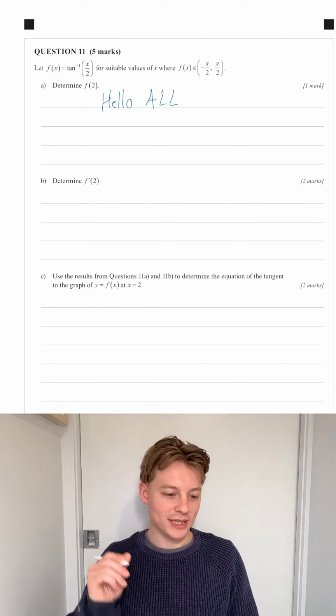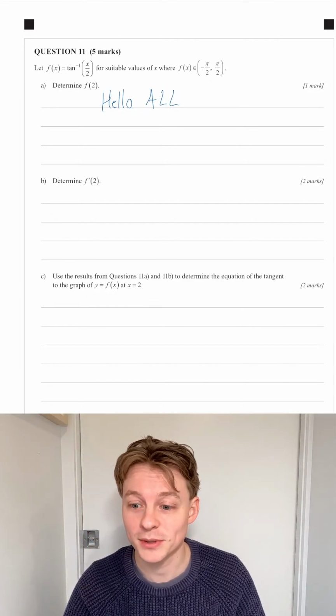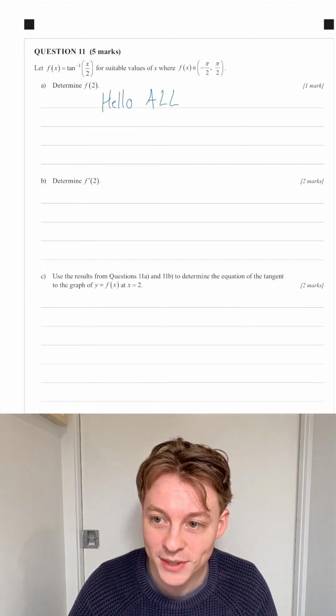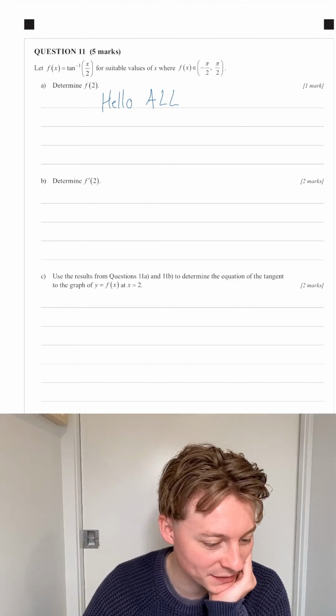We're going to be doing a specialist exam paper. That's what we're going to be doing. We are going to be essentially doing the 2021 Tech Free paper.